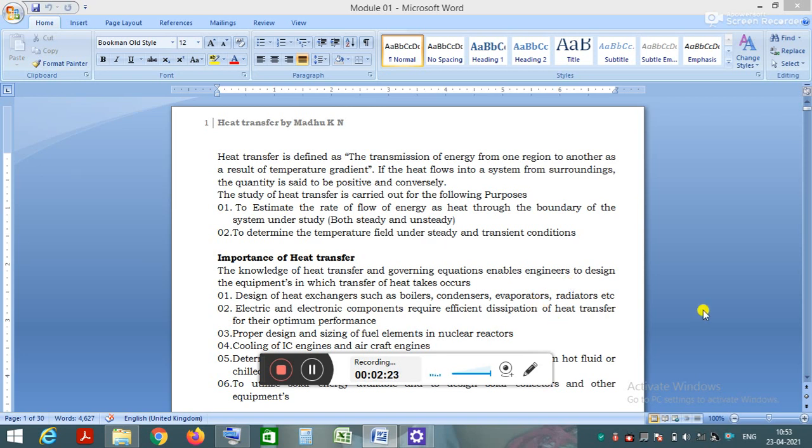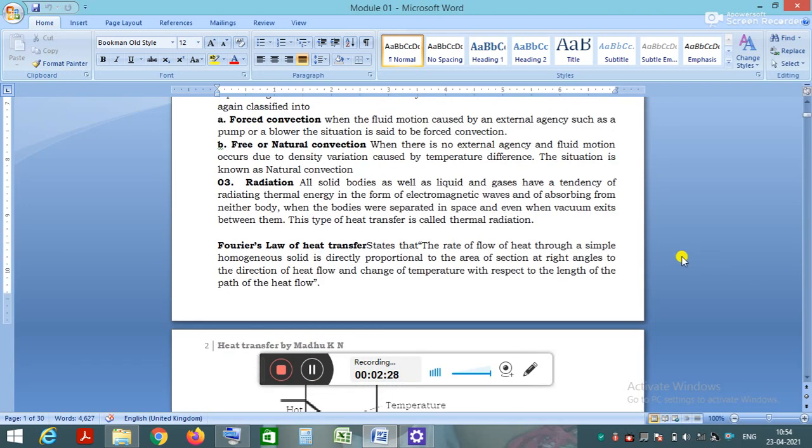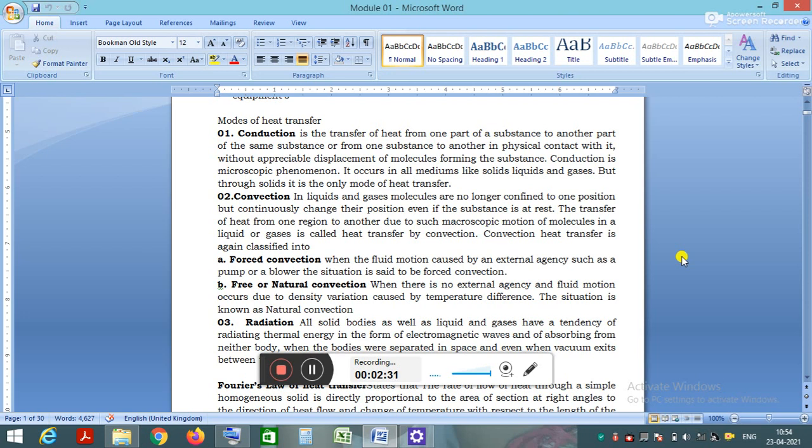Then we studied the modes, the ways in which heat transfer takes place: conduction, convection, and radiation. We studied that conduction is the transfer of heat from one part of the same substance to another part of the same substance, or from one substance to another which are in physical contact. In conduction, there is no appreciable displacement of the molecules. Although there is a displacement of the molecules, it is at the microscopic level.